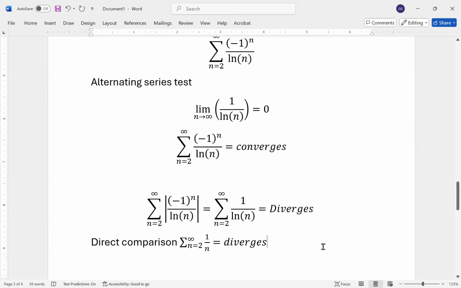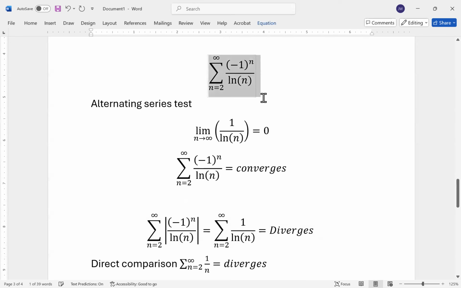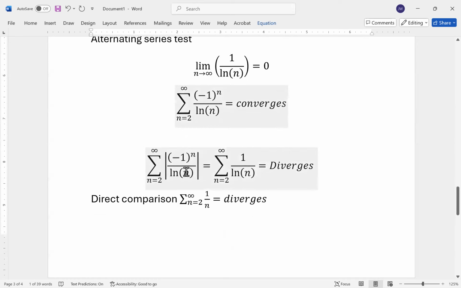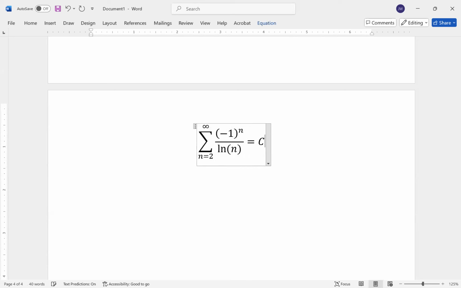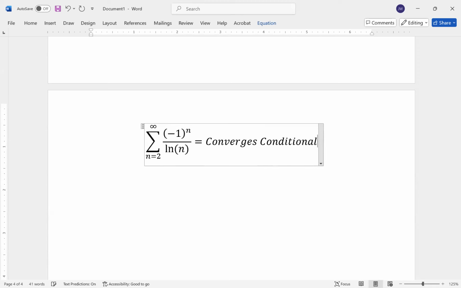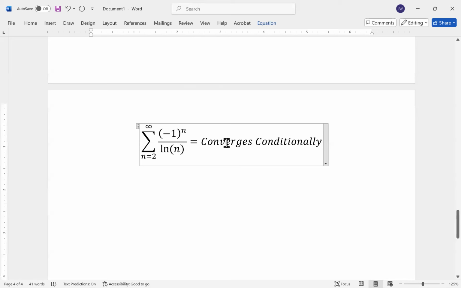So what does this mean? Well, this means that my original infinite series, while it converges, if I take the series of the absolute value of the terms, that series diverges. So my original infinite series, we would say, converges conditionally. Or again, is conditionally convergent. It converges, but only on the condition that it is alternating.